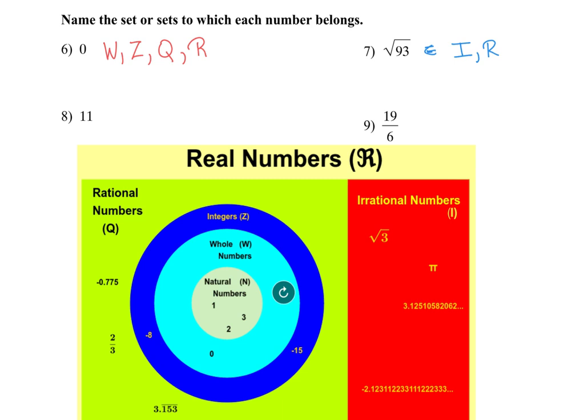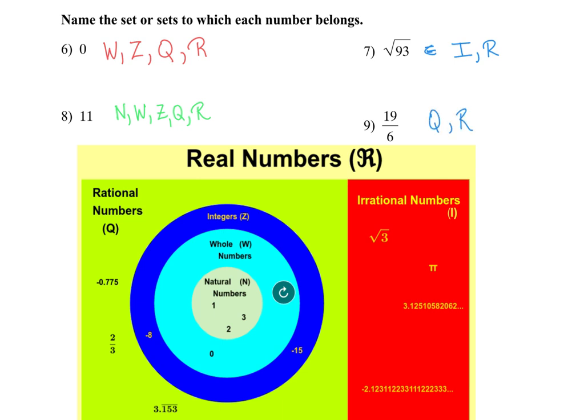All right, 11. What's the smallest one it fits into? Natural. So this is going to be all but irrational. So natural, whole, integer, rational, and real. All right. What about 19 over 6? It is rational, which means it's also real. So it's rational and real.